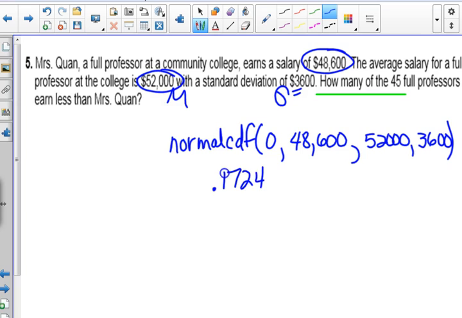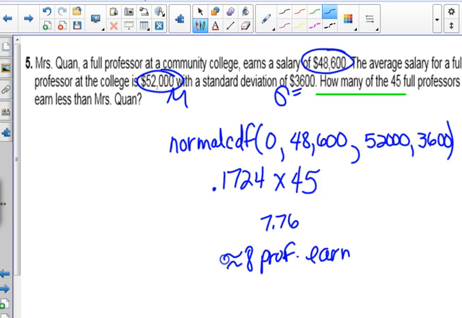.17 something, and then this is actually the number of professors, so we have to multiply by 45 professors. About 7.76, or about 8 professors earn less than her. Everybody okay?